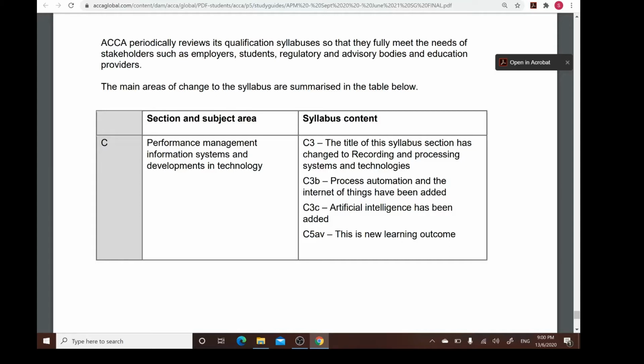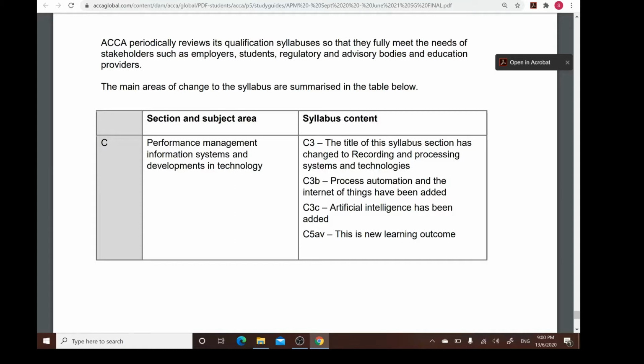Then what about C3C? That's another new area added to the syllabus, artificial intelligence. Things to do with AI and how it will affect the management accounting system is another part that will be added. Moving on, we have C5AV, and this is a new learning outcome. Okay, great.